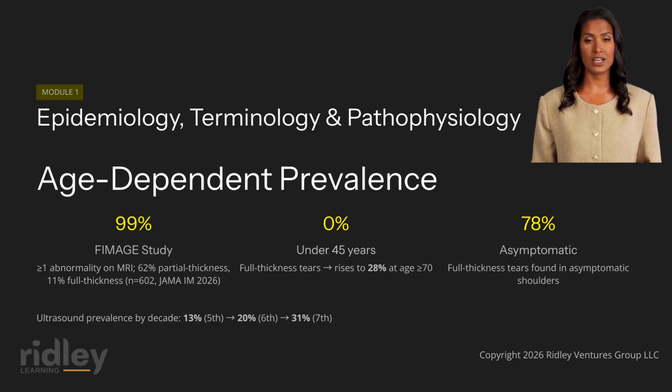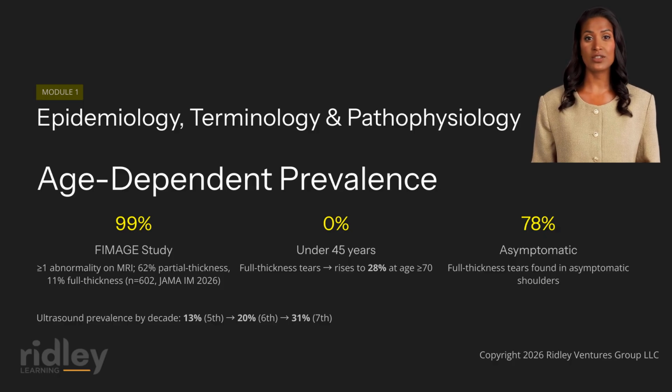No full-thickness tears were observed in individuals younger than 45 years, but prevalence increased from 4% in the 45 to 49 age group to 28% in those aged 70 years and older. Here's the most clinically significant finding from the FIMAGE study. 78% of full-thickness tears were identified in asymptomatic shoulders.